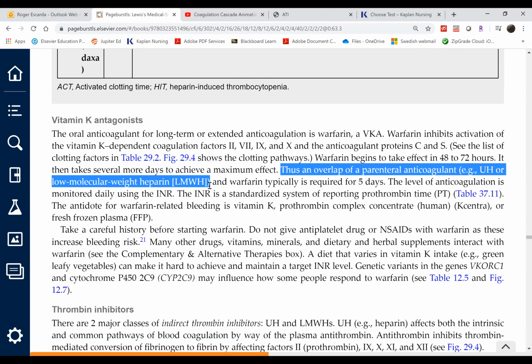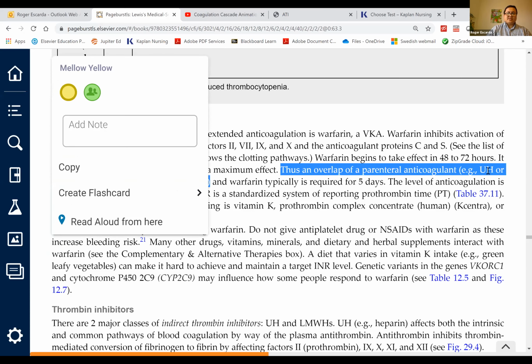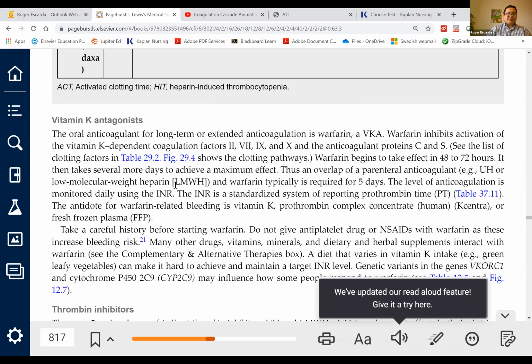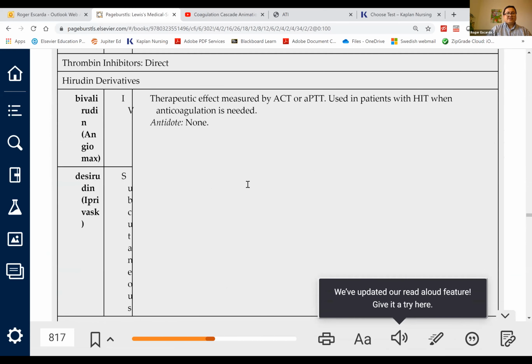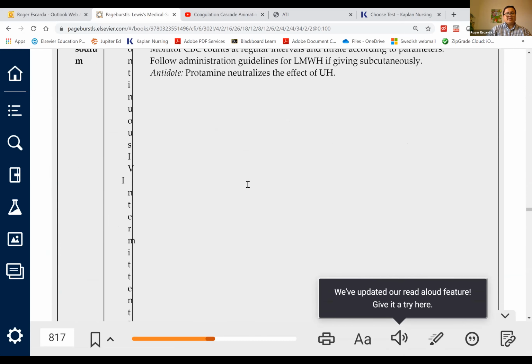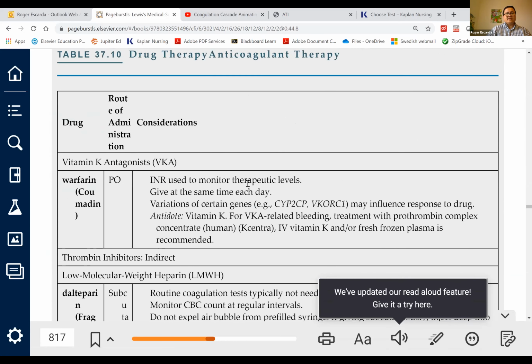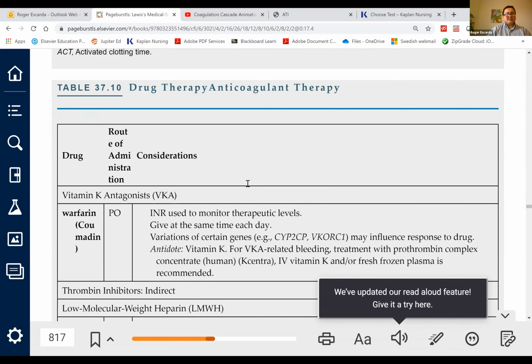So the doctor can order either unfractionated, which is now your IV heparin, or low molecular weight heparin, which is now your subcutaneous heparin. And you have instructions here for each one. You'll be responsible for reading these, because the question on any drug chart or table is what will the instructor always ask you about the drug?